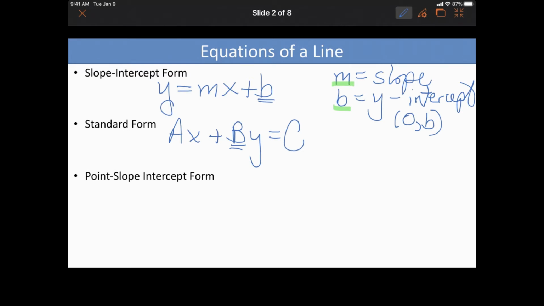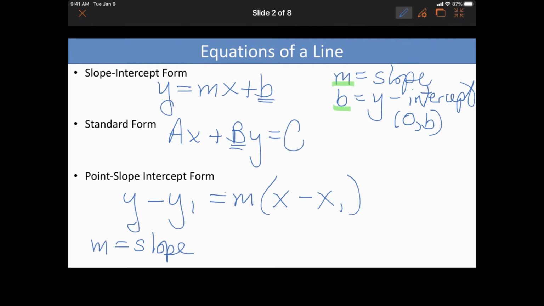Point slope form. This form is generally not used very often in lower math classes. However, once you get to trigonometry, pre-calculus, and calculus, especially calculus, this is the form that is used most. It's called point slope because you have the slope, which is m, and you use a point. So this becomes a very, very important equation. The ones that we're going to be working with today the most will be slope-intercept form.